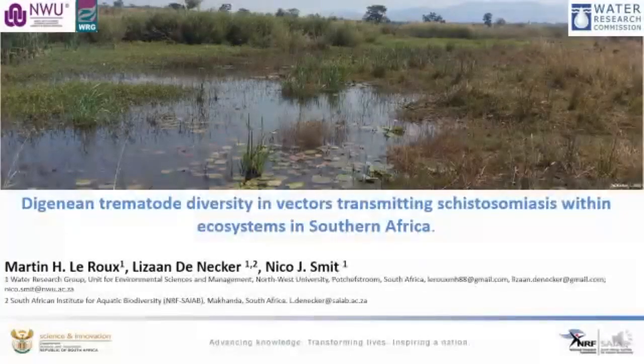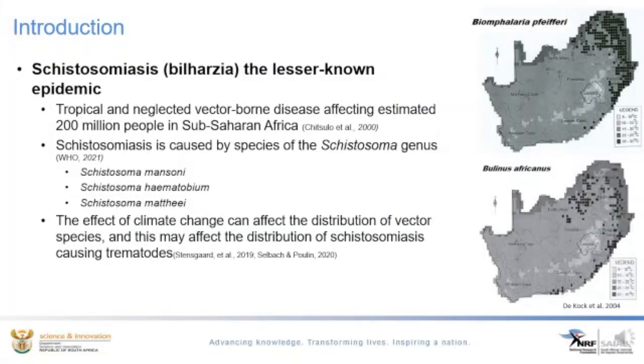Hello, my name is Martin LaRue. I'm a first year MSc student at the Northwest University, and my project is titled Digenean Trematode Diversity in Vectors Transmitting Schistosomiasis Within Ecosystems in Southern Africa. I'm supervised by Professor Nico Smit and Dr. Lizanne Denacker.